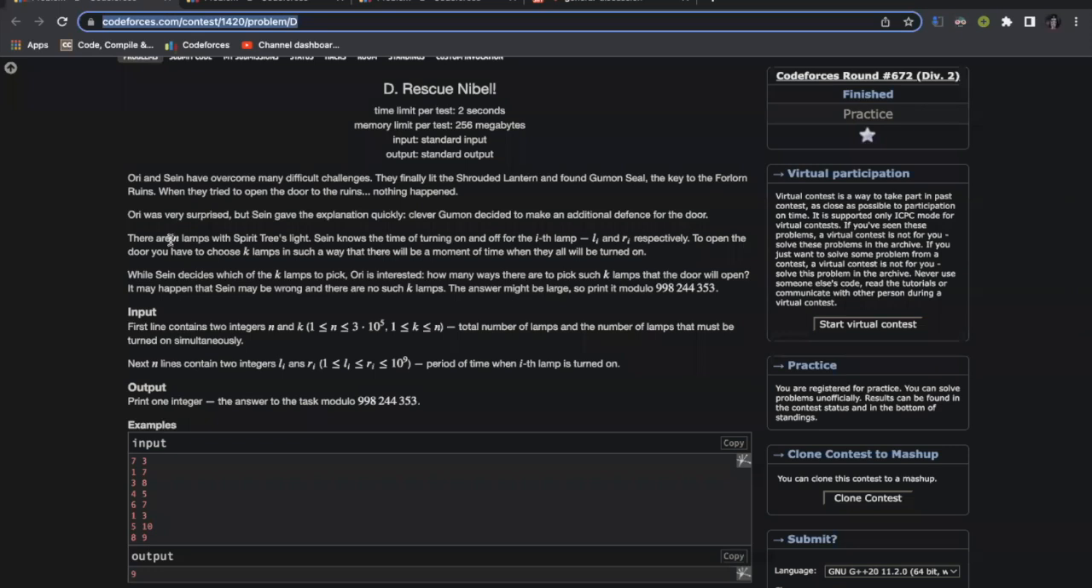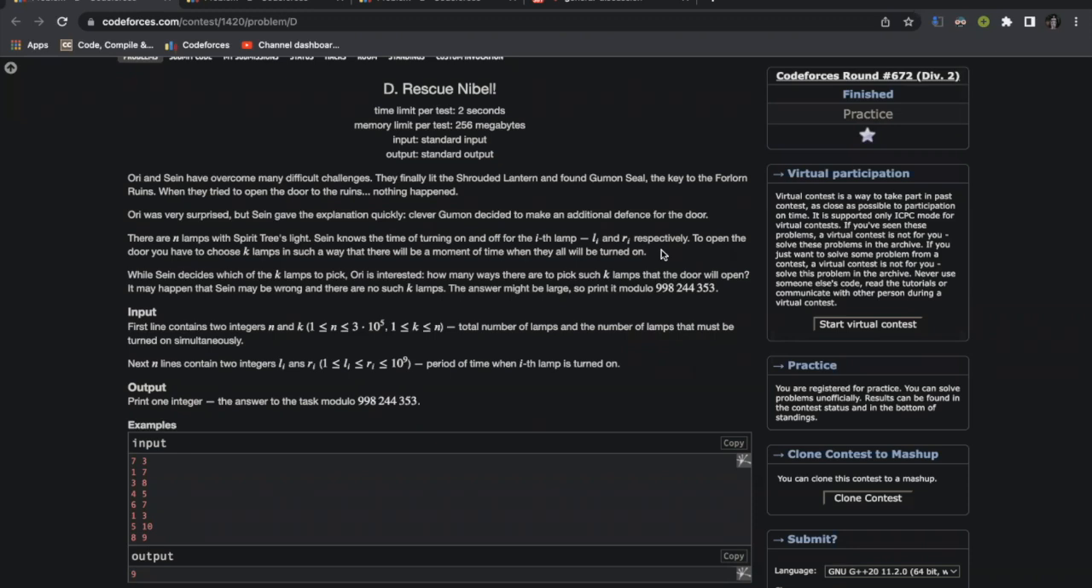So the problem basically says that there are n lamps, and this guy knows that the time of turning on and off of the ith lamp is Li and Ri respectively. So basically we have these n intervals and their starting points are Li and their ending points are Ri. And to open the door, we have to choose k lamps in such a way that there will be a moment of time when they all will be turned on. Okay. So our goal is to choose a set of k lamps such that there will be a moment of time where all these lamps will be turned on.